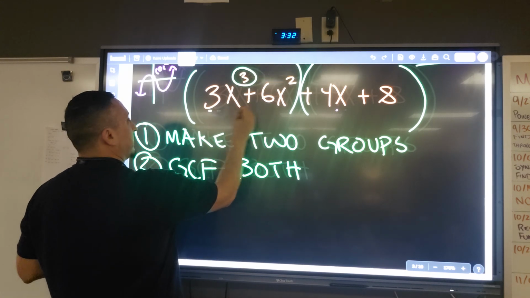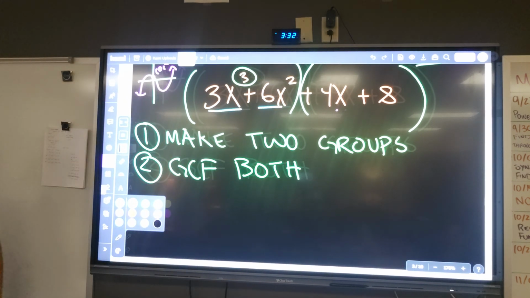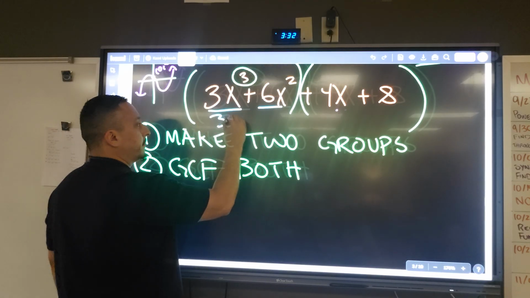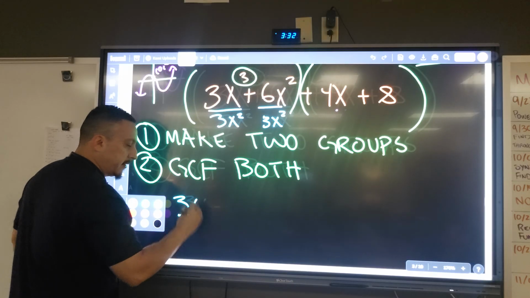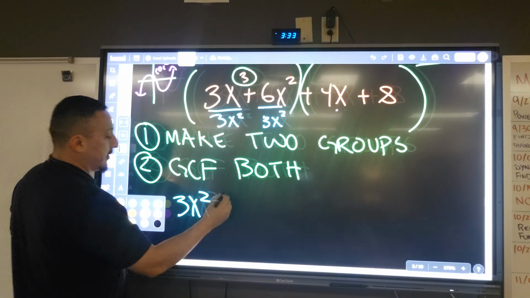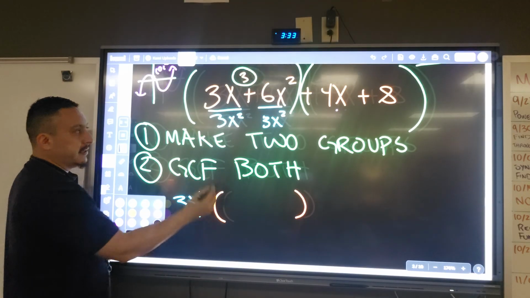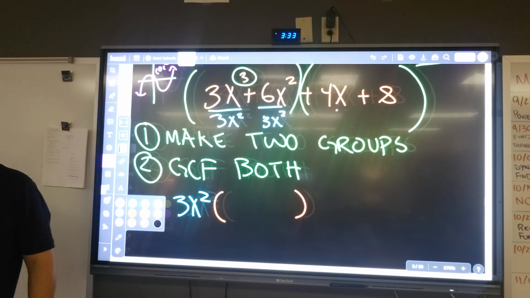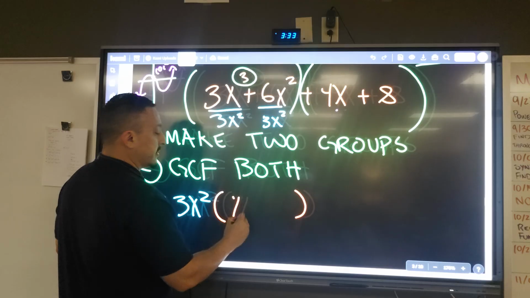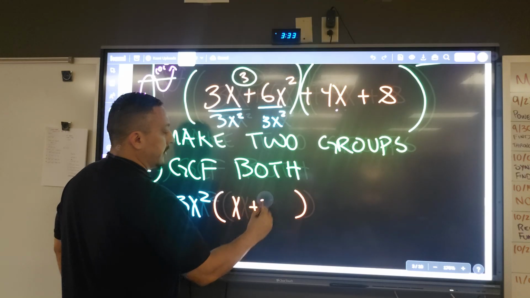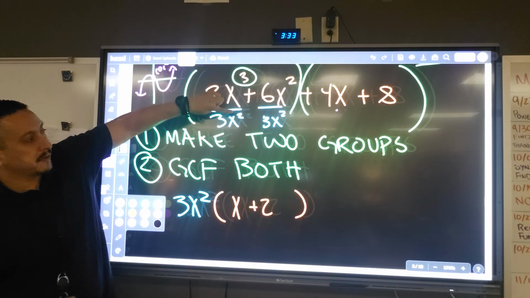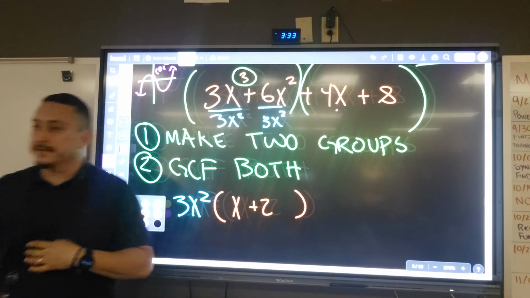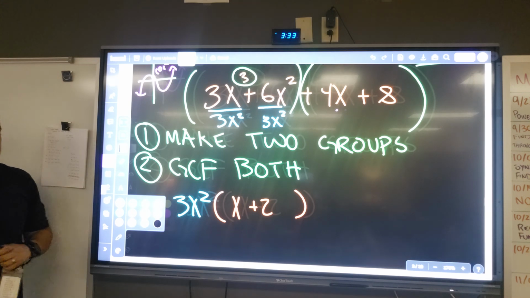What can I take out of this one? 3x squared. Very good, 3x squared. That's what they have in common. So I'm going to take out a 3x squared, and you're dividing, and remember the x's, you're subtracting. So x to the 1 power and 0. Because the x's you're subtracting. 3 minus 2 is 1. 2 minus 2 is 0. Is that okay so far?